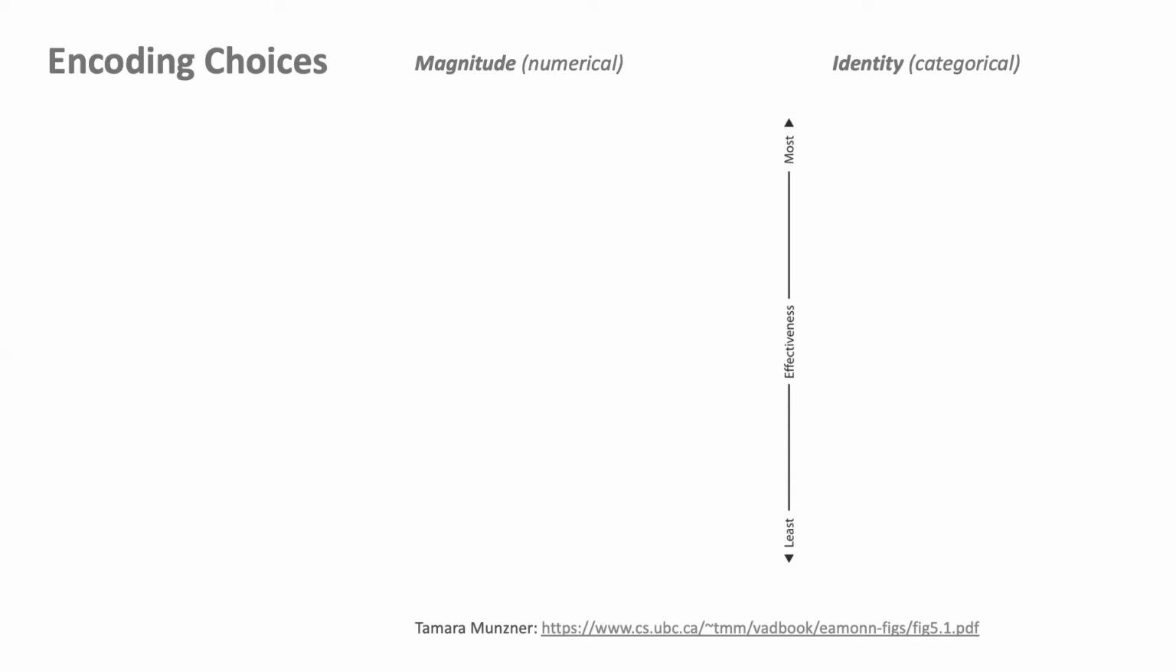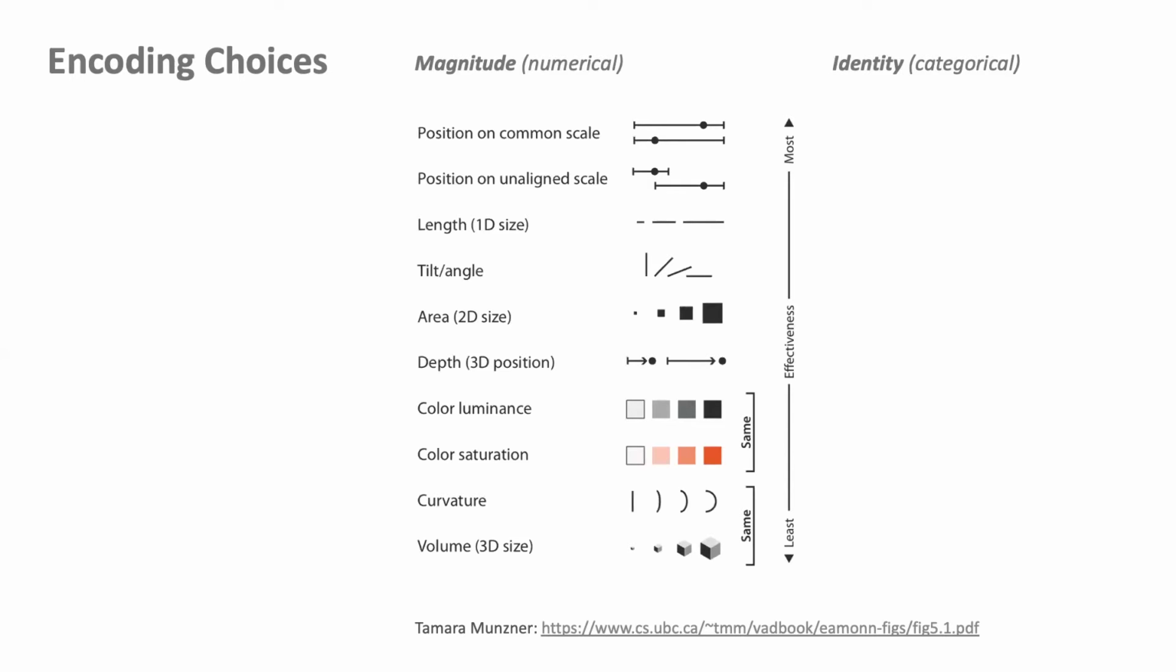Okay, so if we take an axis from the least effective at the bottom to the most effective at the top, and we talk about, say, visualizations that are going to encode magnitude of some number, we can see that at the top, what we have is position along a common scale, lengths of lines that have a common baseline. We're really good at those.